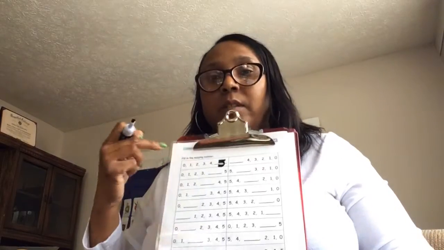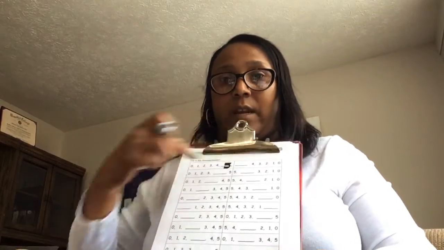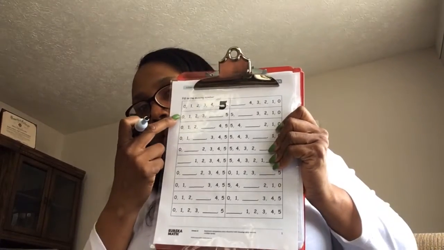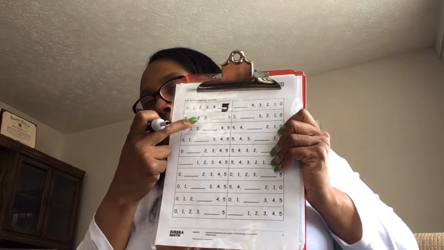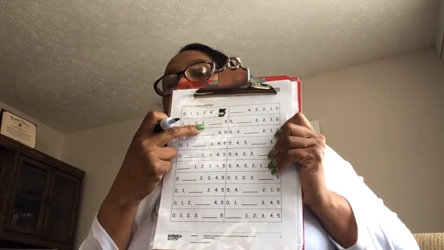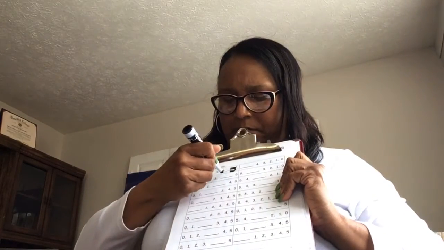All right, the next one. Remember, this is a sprint, and whenever we're doing sprints, we go straight down. We do not go across and sideways. So this one is going to go straight down. For this one, we have 0, 1, 2, and 3. What number comes next? 4. Great job.